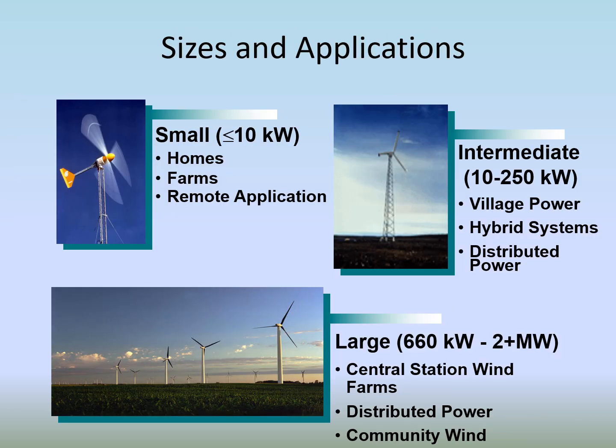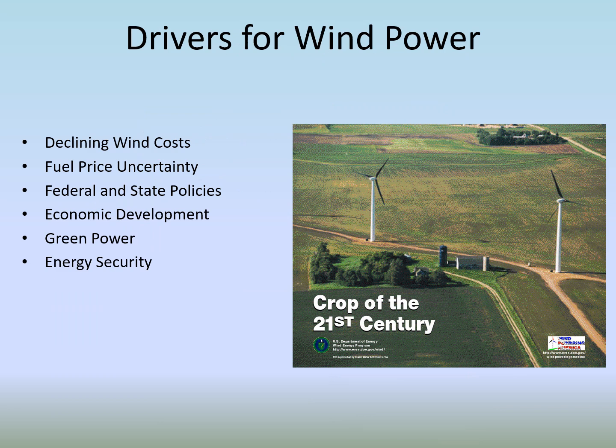Sizes and applications. Small, less than or equal to 10 kilowatt: homes, farms, remote applications. Intermediate, 10 to 250 kilowatt: village power, hybrid systems, distributed power. Large, 660 kilowatt to 2 plus megawatt: central station, wind farms, distributed power, community wind. Drivers for wind power: declining wind costs, fuel price uncertainty, federal and state policies, economic development, green power, energy security.